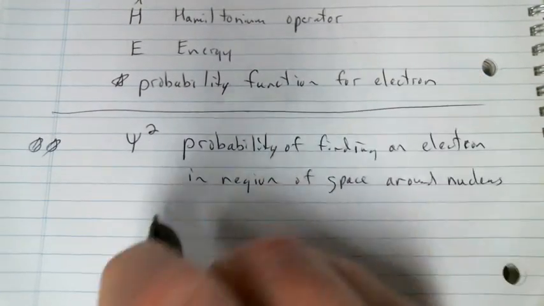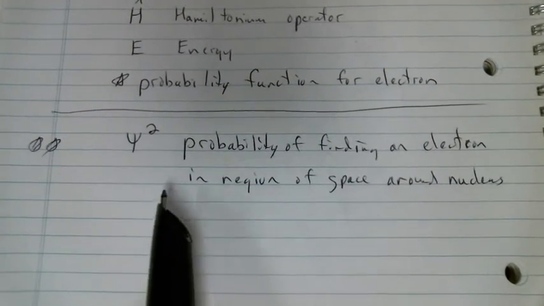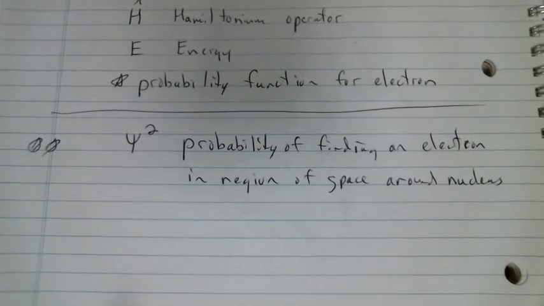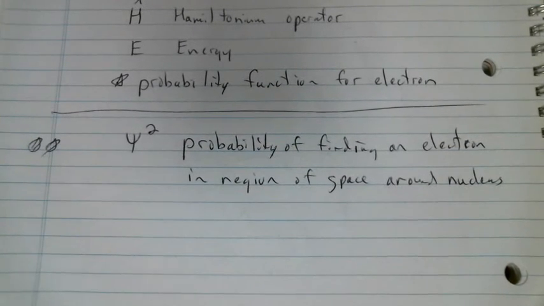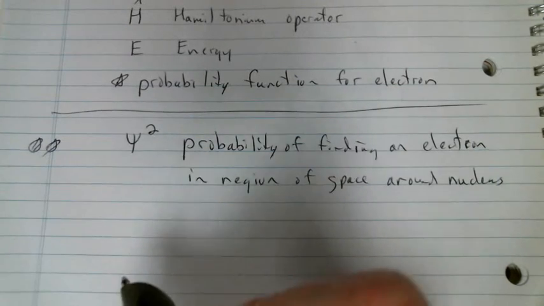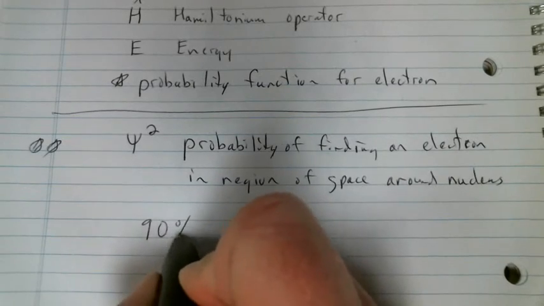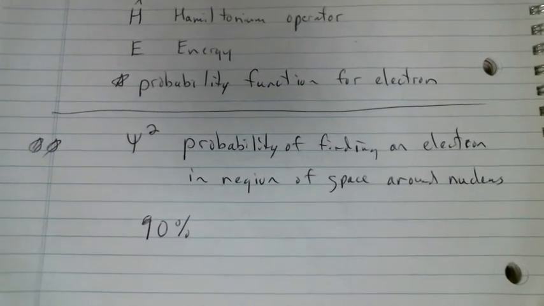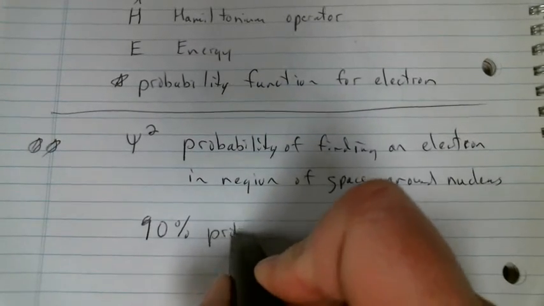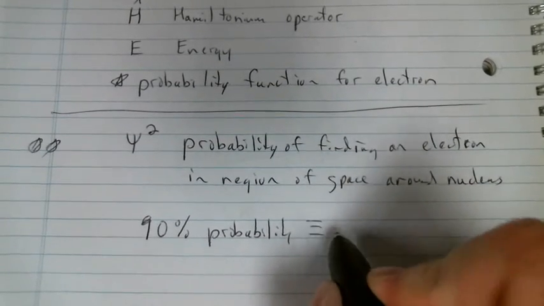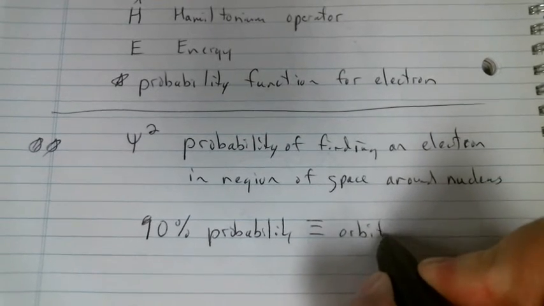As you get farther and farther away from the nucleus, the probability goes down. And so all the chemists and physicists kind of have to agree what region of space we are going to call an orbital. What most have decided on, the convention, is that if we have a 90% probability, that's going to be our orbital. That's how we define an orbital.